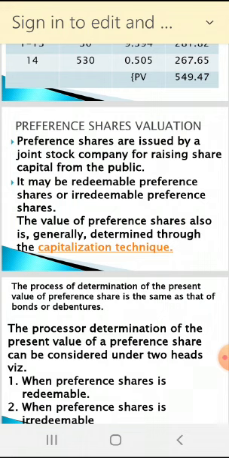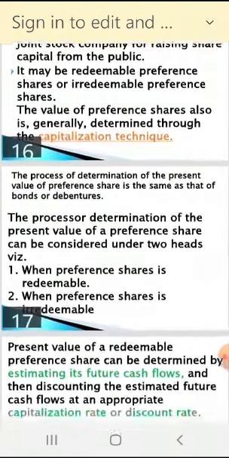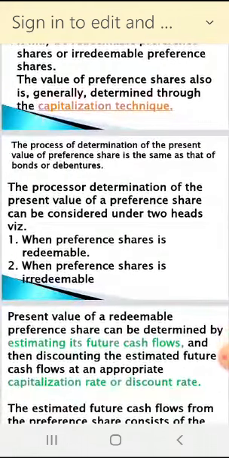The value of preference shares is also generally determined through the capitalization technique. Now we have to go for the capitalization technique. Capitalization means, whatever dividends are available on the investment will be capitalized again and again. So the capitalization technique is applied for valuation of preference shares. Further, the process of determination of the present value of a preference share is the same as that of a bond or debenture.